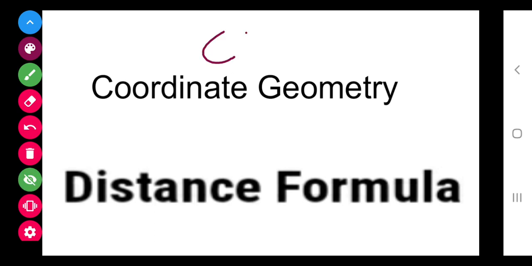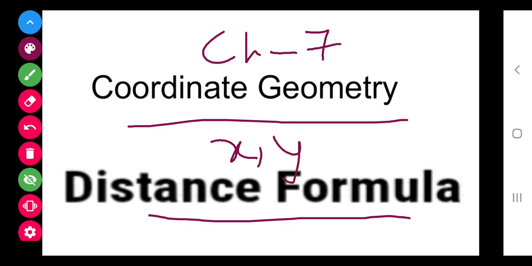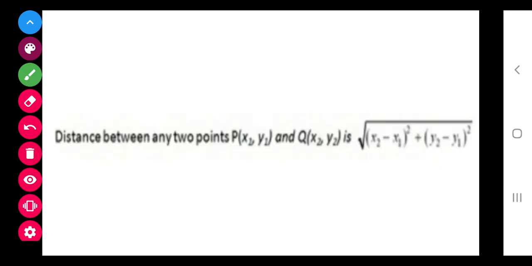This is your chapter number 7, and the first exercise is completely dependent on the distance formula, meaning how to get the distance between two coordinate points. You know, class, a coordinate contains two things: one is the abscissa and one is the ordinate. So this is the coordinate. In the coordinate system, if two points are there, how to get the distance, that you are going to learn.